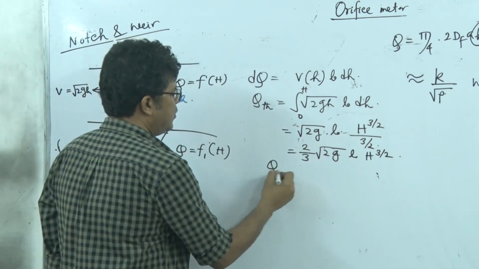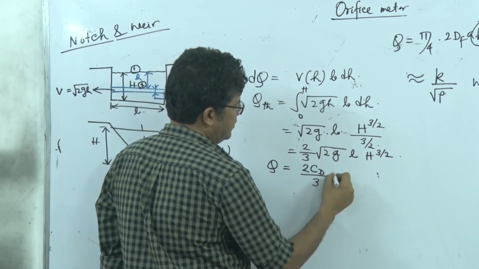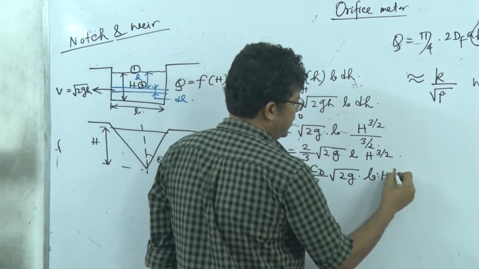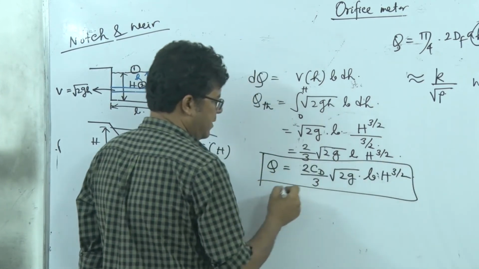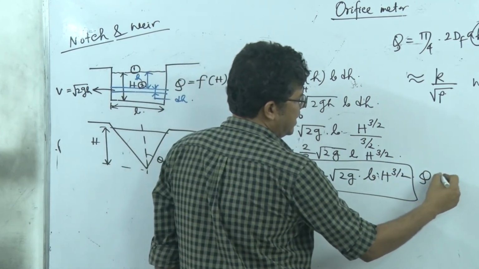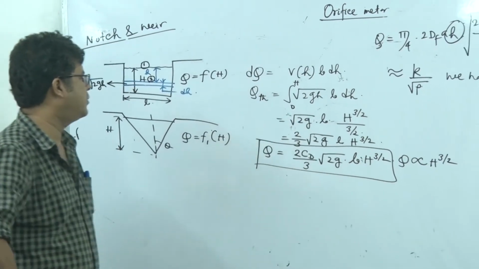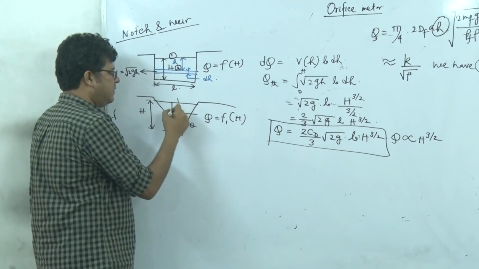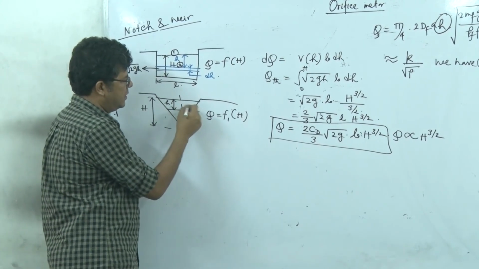Correct? So Q actual, here we will write some discharge coefficient, which is to be determined via calibration, into h to the power 3 by 2. So the relation between the volume flow rate and the measured variable is something like this: Q proportional to h to the power 3 by 2. Whereas here you see that if this is h, the width is varying. The width here is varying.